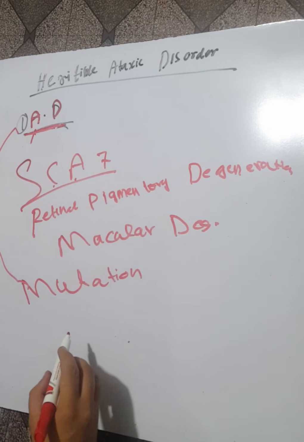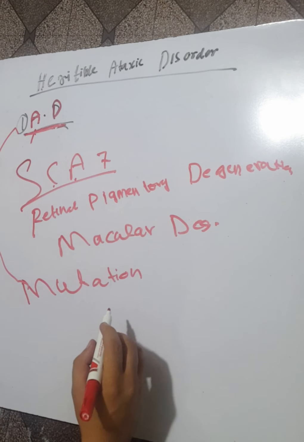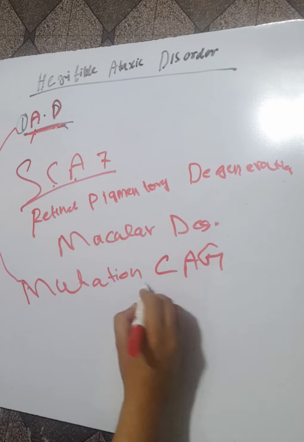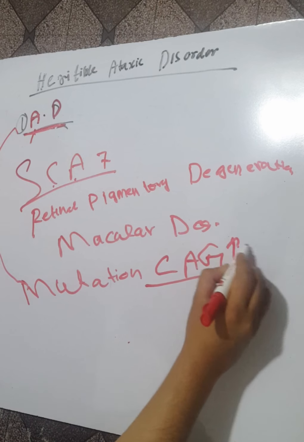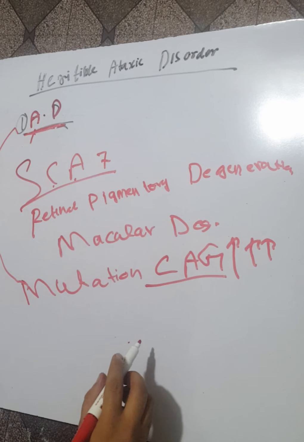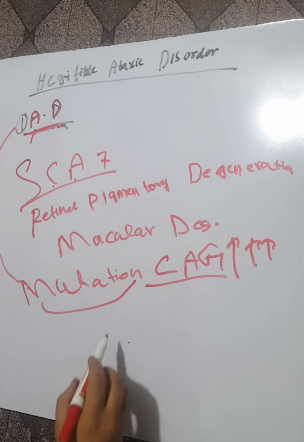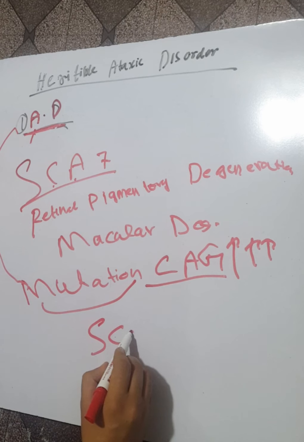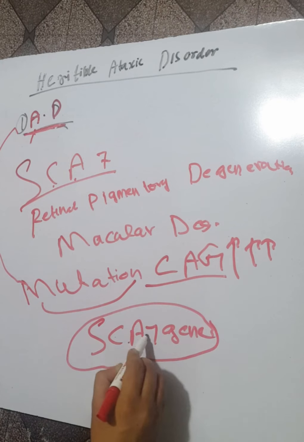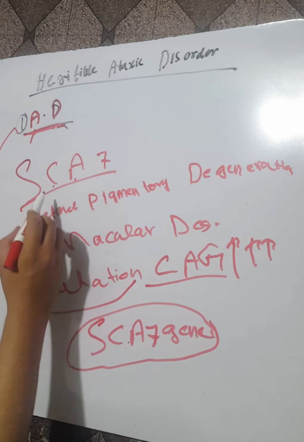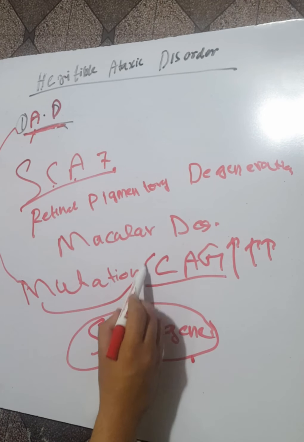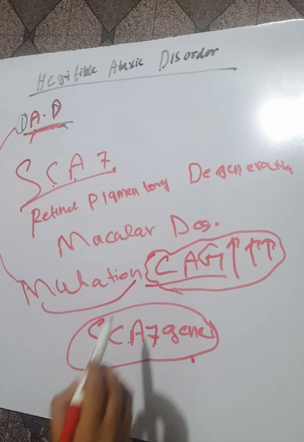The CAG repeat sequence increases in number. In which gene does the mutation occur? The mutation occurs in the SCA7 gene, simply named SCA7, and the CAG repeat sequence increases in number.